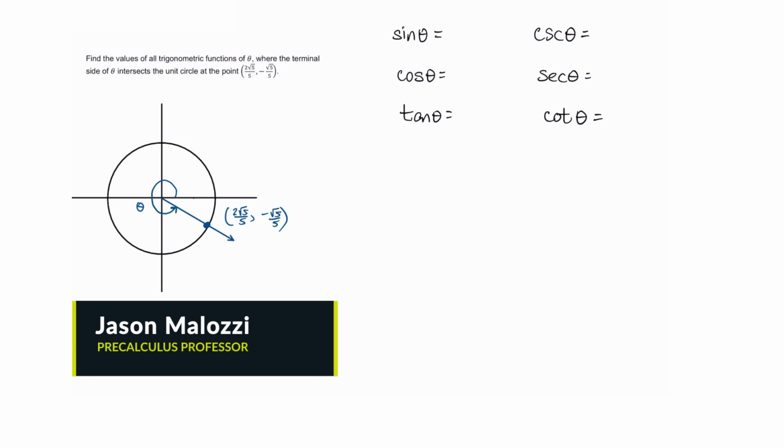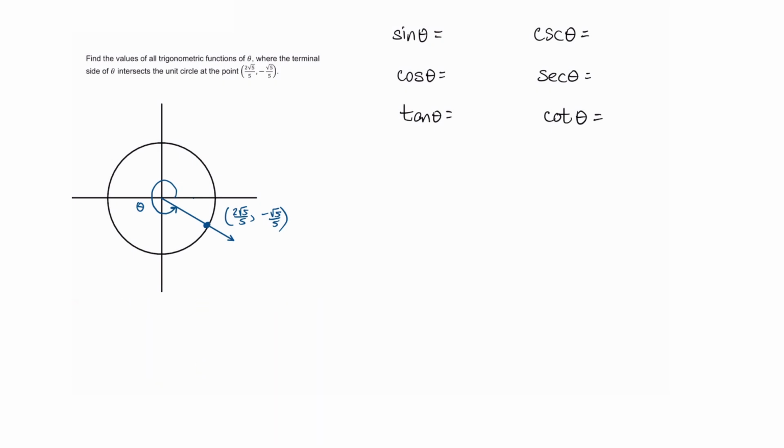In this video, we're going to find the values of all trigonometric functions of angle theta, where the terminal side of theta intersects the unit circle at the point 2 square root 5 over 5, negative root 5 over 5. Now, remember that the coordinates on the unit circle that correspond to where the ray intersects are the cosine and the sine of the angle. So automatically, we already know that the sine of theta is 2 square root 5 over 5.